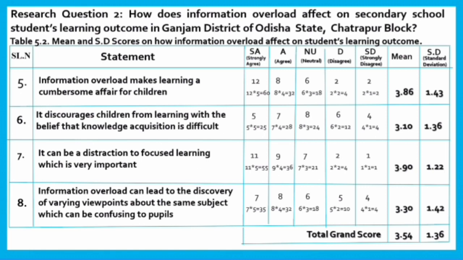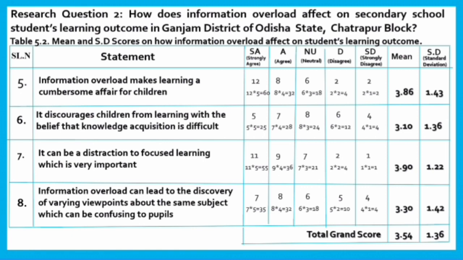Then research question 2: how does information overload affect secondary school students' learning outcome in Ganjam district of Odisha state, Chhatrapur block? Table 5.2 shows the mean and standard deviation scores on how information overload affects students' learning outcome. In table 5.2, the researcher shows four other statements regarding this. The researcher calculated the mean and standard deviation of these four statements and also the total grand score of mean and standard deviation.